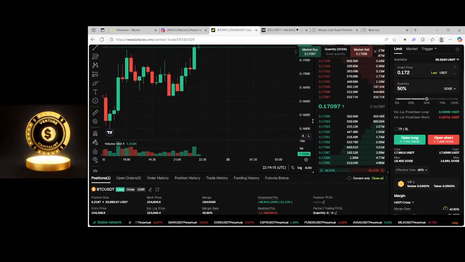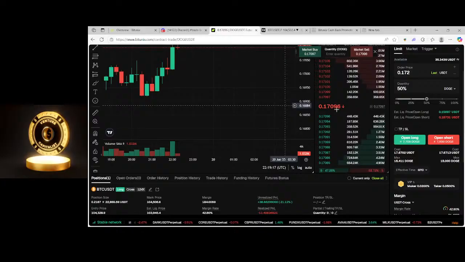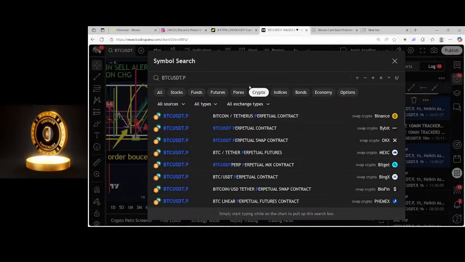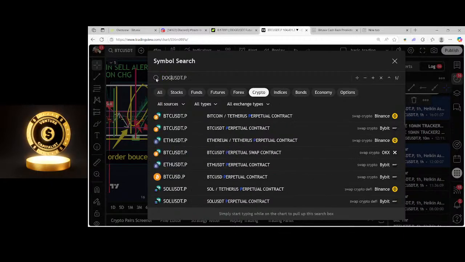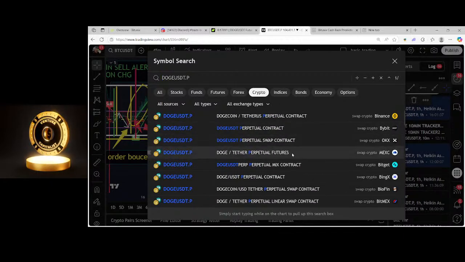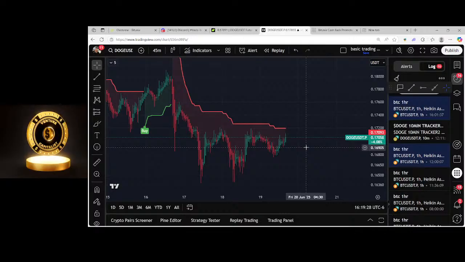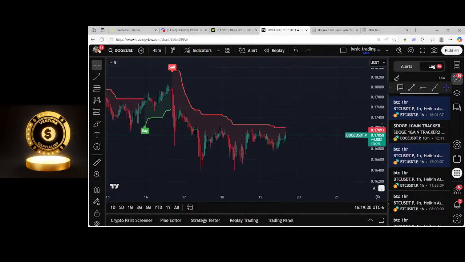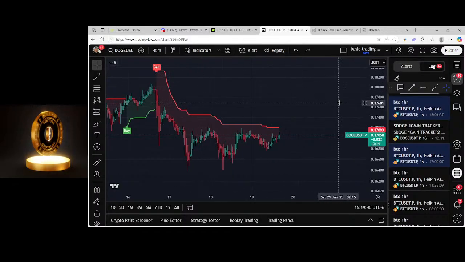All right, so we're gonna look for a pullback area. So let's go over to Doge. Are you on TradingView, Coach? Yeah, I'm on TradingView. Okay. So I'm just going over the chart here. We're going to look at the quick chart here for this.